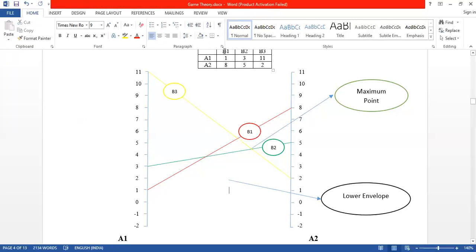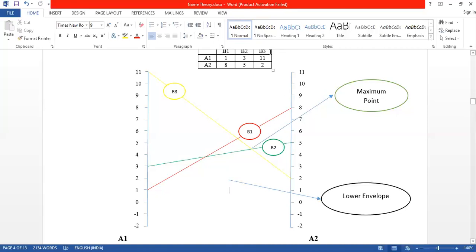So B1 is over for you, and I have circled and named it as B1. Next, for B2. For B2, see, on A1 it is 3, on A2 it is 5. So 3 and 5 we have connected by a green line. And this is written as B2. That means this green line represents B2.